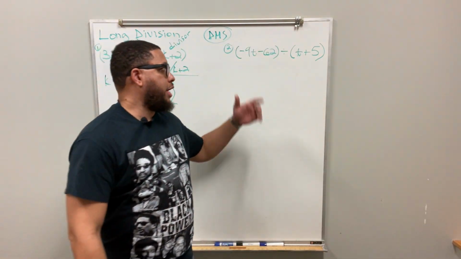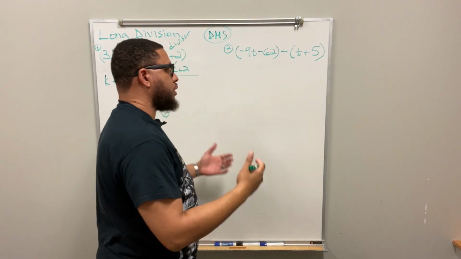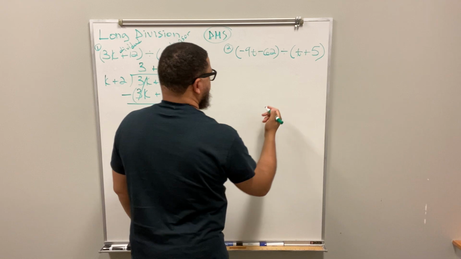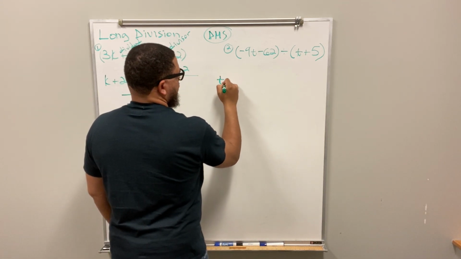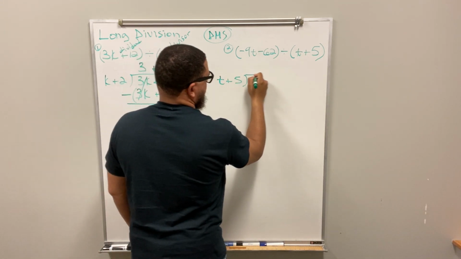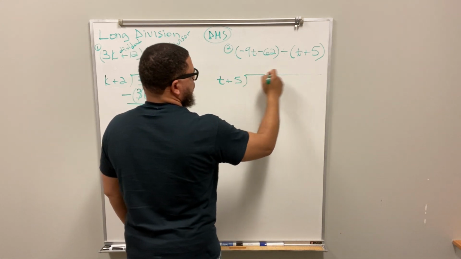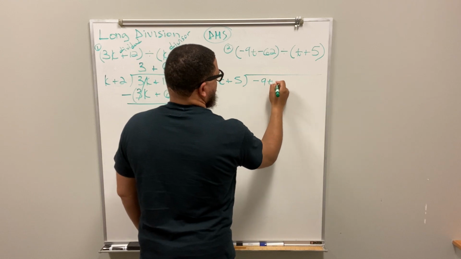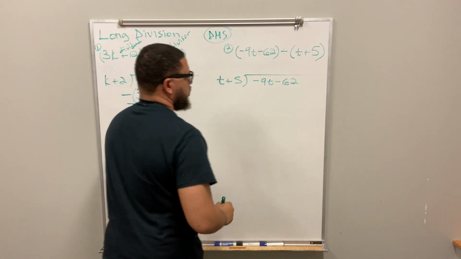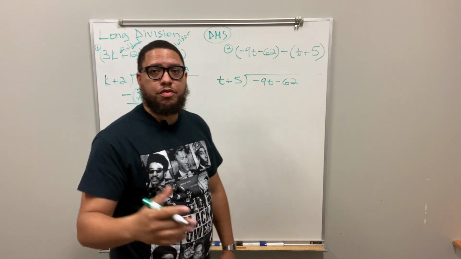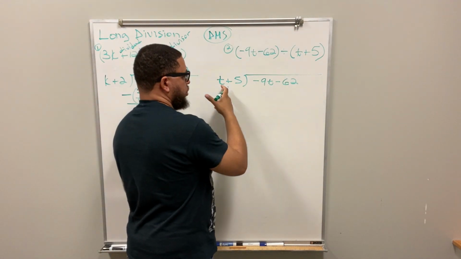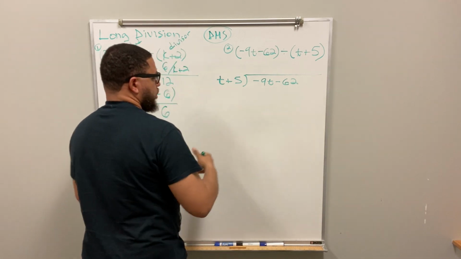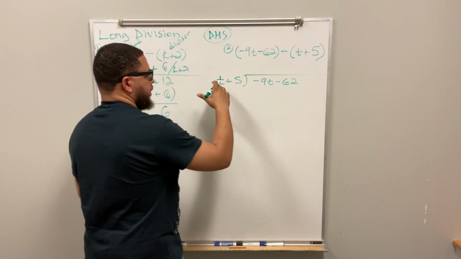Now, let's slide over here. Direct your attention over here. We're going to do the same thing, right? We set it up like long division. You write your divisor outside. So we're going to have t plus 5. Write your long division bar or your house, whatever you want to call it. Your dividend goes inside, right? And then you're going to do division, but you divide the first term by the first term. The first term of the dividend gets divided by the first term of the divisor. So negative 9t divided by t.